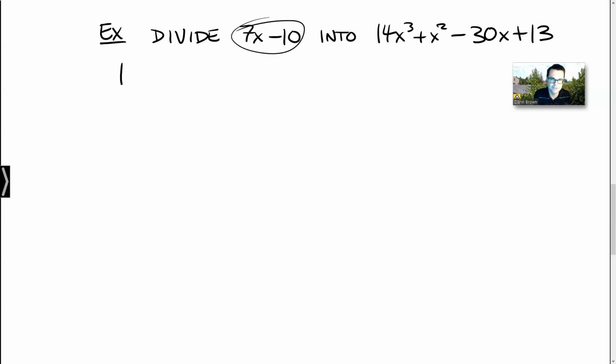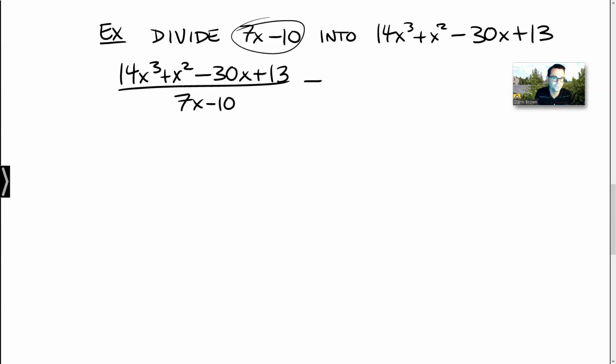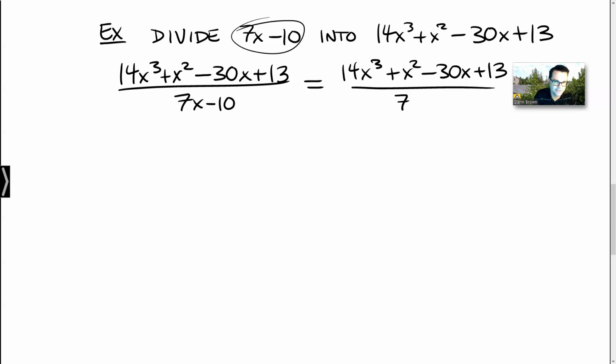So what you have to do is notice this. If I write this fraction, so all divided by 7x minus 10, I could factor out the 7 on the bottom. So I could get 14x cubed plus x squared minus 30x plus 13, all divided by 7 times an x minus 10 sevenths. And then I can just kind of ignore the 7th. It's like a factor of 1/7. And now I'm just going to look at this stuff.